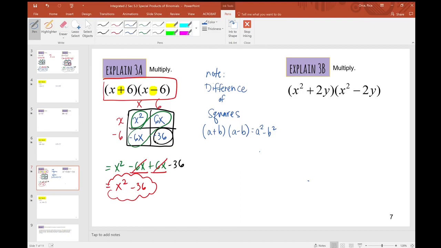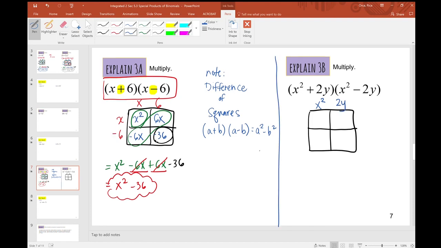Now class, let's move on to our last problem. Once again, we're multiplying a binomial to another binomial. Let's go ahead and create a box that has 2 columns and 2 rows. At the top of our box, we're going to write out our first binomial, which is x squared and 2y. I don't want you to get the two problems mixed up, so the line down the middle is going to separate our two problems. The next step is to write out our second binomial, which is x squared and negative 2y.